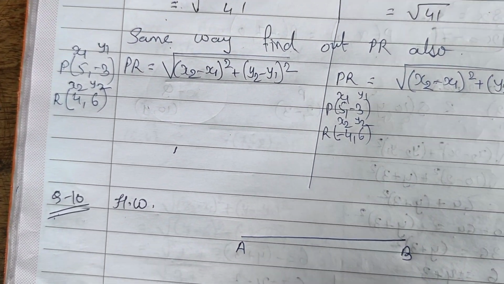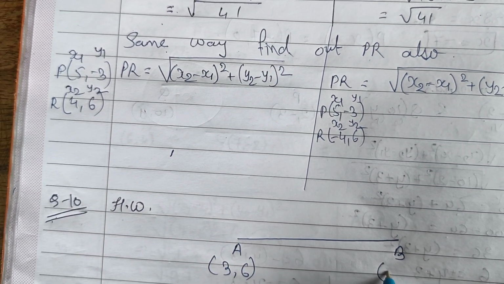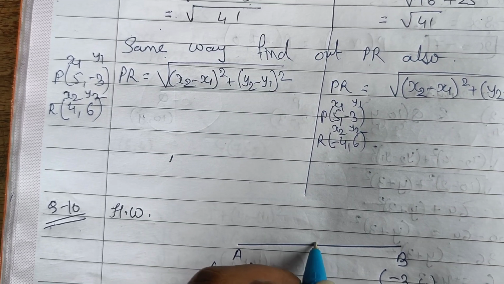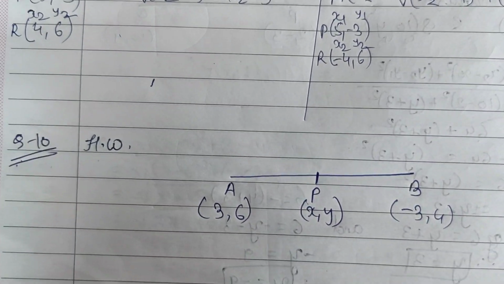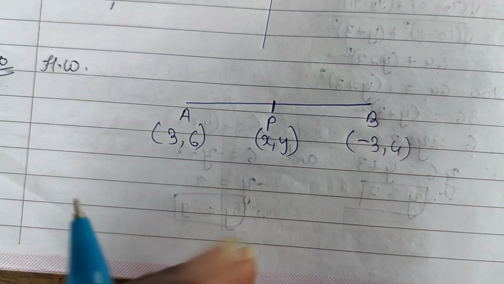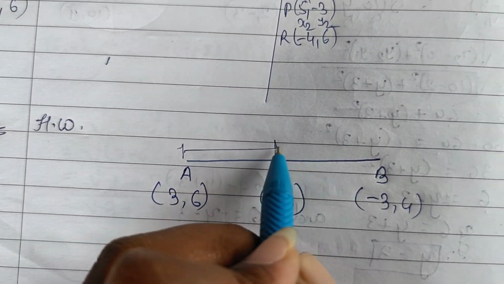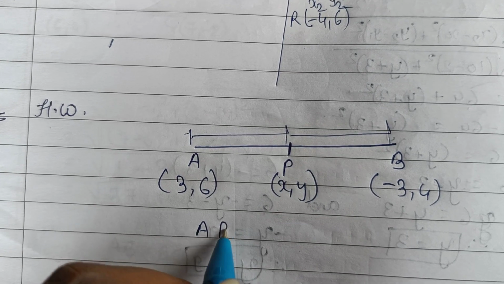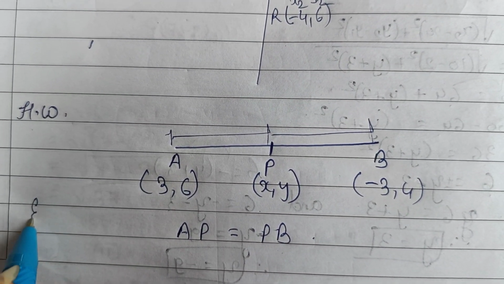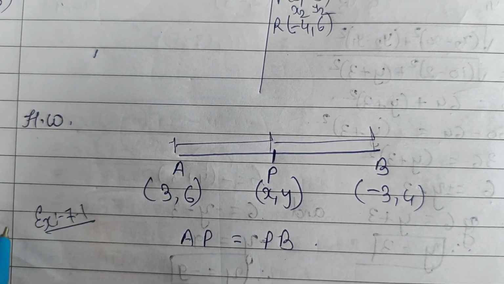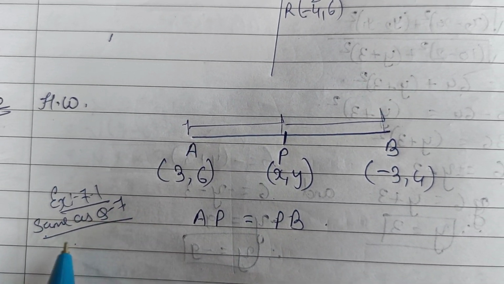Suppose you are having this type of line segment AB. So your point A is 3, comma 6 and your point B is minus 3, comma 4, and you have to find a point which is at equidistant. P x, comma y is provided to you. So P x, comma y, this is your point which is at equidistant. Now equidistant means same, so the distance will be same. So you have to find for AP is equal to PB. Same way what you had done in question number 7 of exercise 7.1, same as question number 7. You can refer to that question and solve this one.